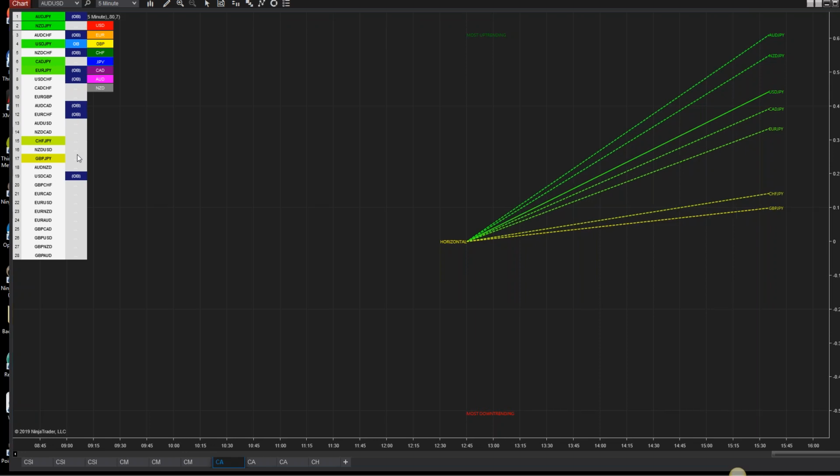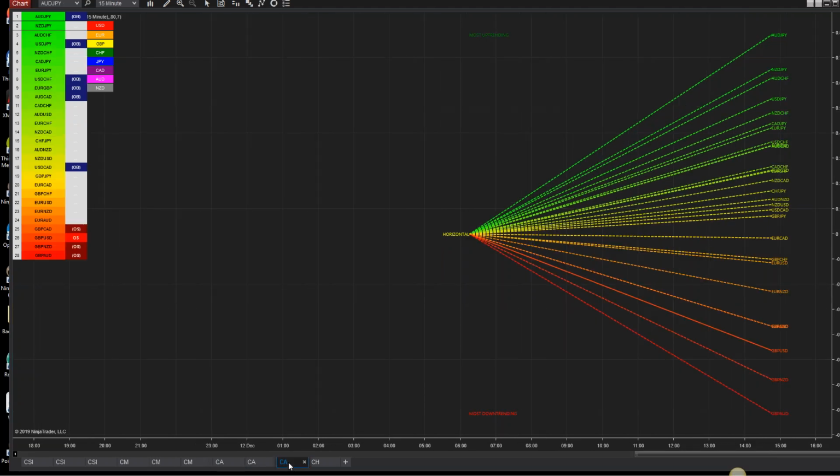Then on the ranking ladder, it gives you a view of when a currency, or currency pair rather, is approaching an overbought state or an oversold state. When they get to potentially overbought, they will go to a brighter color and the brackets will disappear, and the same at the bottom when they're oversold.